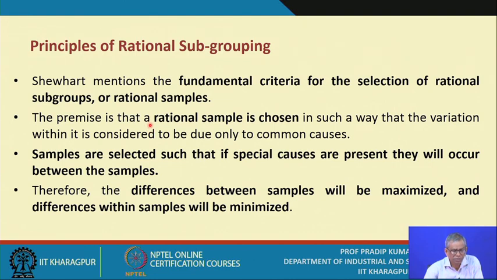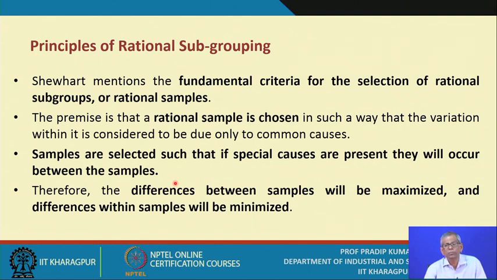The premise is that a rational sample is chosen in such a way from the process that the variation within the sample is considered to be due to only common causes. That means you expect that within the sample the variation should be as minimum as possible, and the samples are selected such that if special causes are present, they will occur between the samples.